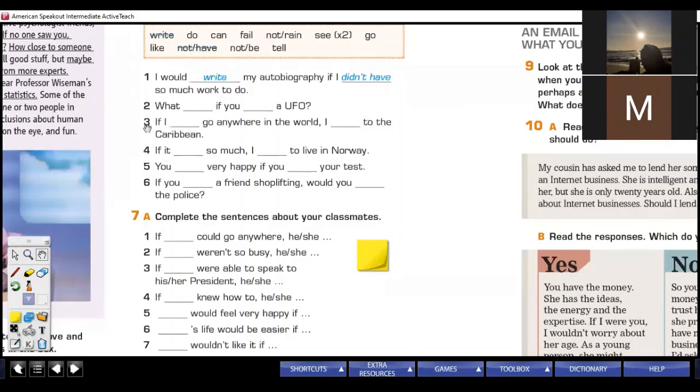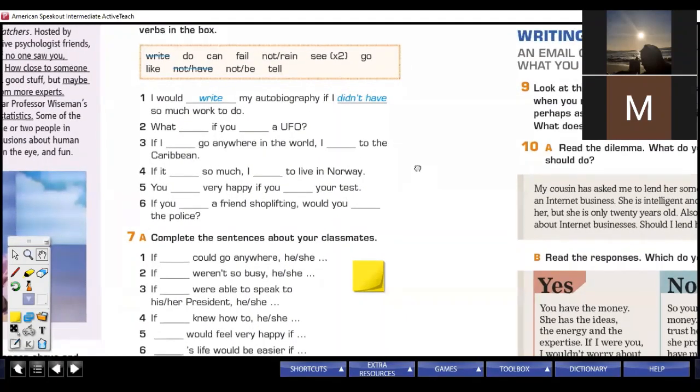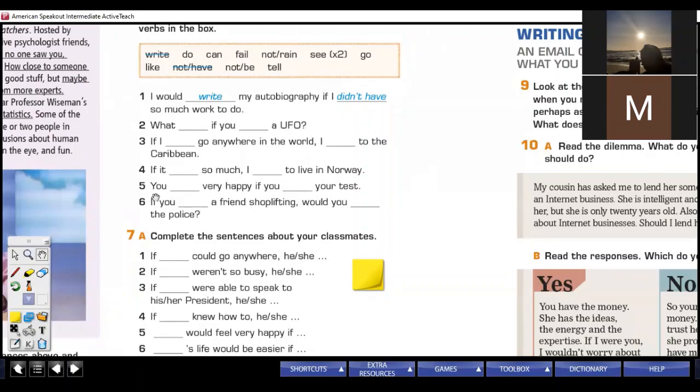If I could go anywhere in the world, I would go to the Caribbean. To the Caribbean. Good, great. Number 4. If it didn't rain so much, I would like to live in Norway. All right, if it didn't rain, not if I, right? If it didn't rain so much, I would like to live in Norway. Good.